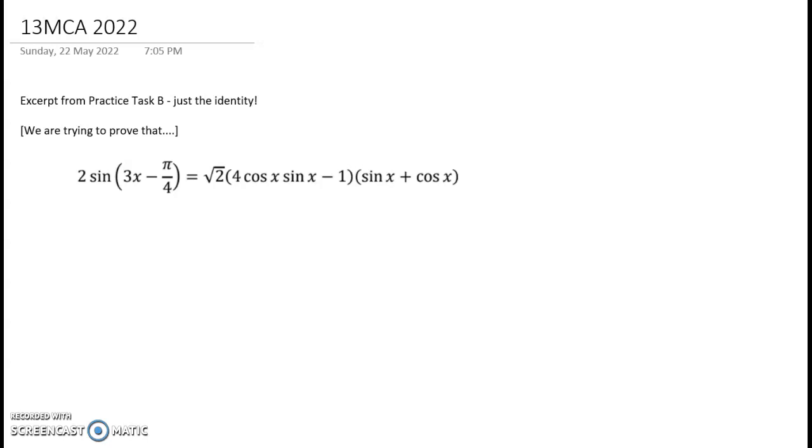In this video I'm just going to do the identity work from practice task B, which is quite a tricky proof question. We're trying to prove that this is equal to this. This comes after we've had a look at the graphs of the two sides, and we've talked about the graphical features here. And then we've looked at this and said that it's sinusoidal.